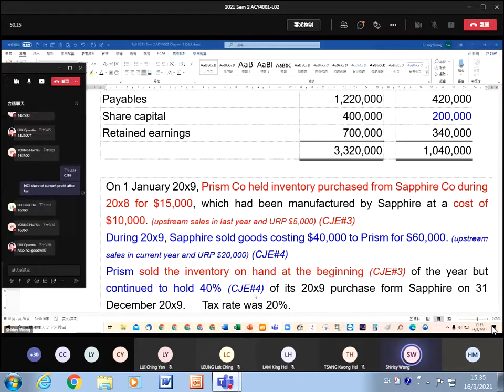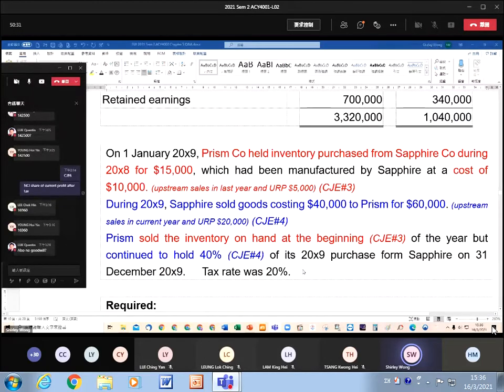So here we have two upstream sales. One happened last year, but is now realized. And then one happened in the current year, but only 60% is realized, and the other 40% has not yet been realized. So I write down CJE 3 and 4 for you to do that. And then we have another three consolidation journal entries, 5, 6, and 7. For 5, 6, and 7, it is the sharing of NCI. So we'll let you know later.